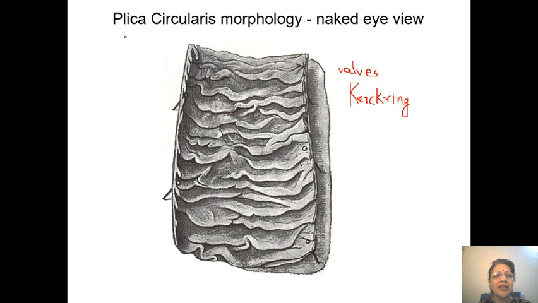And these are called the plicae circularis because they are along the circumference of the intestine. So if you open it up, each fold is forming like a half shelf. And it is slowing down the passage of the food as it empties after the stomach through the pylorus into the first part, that is the duodenum.